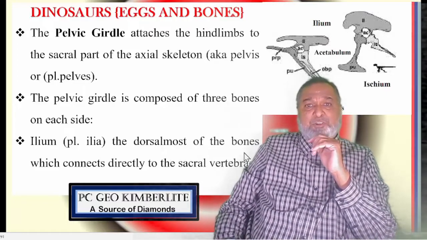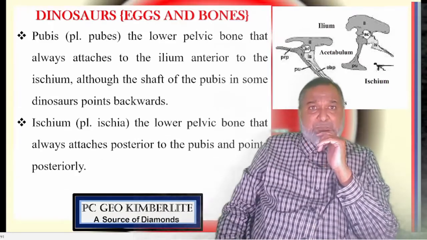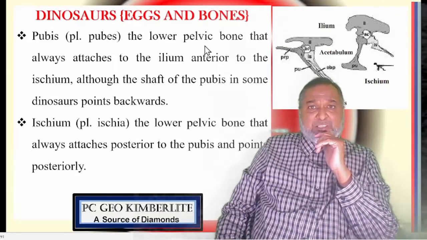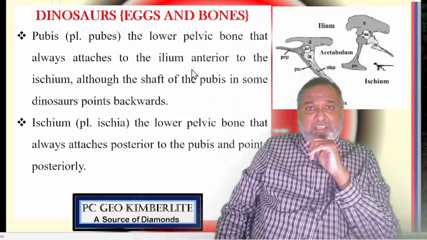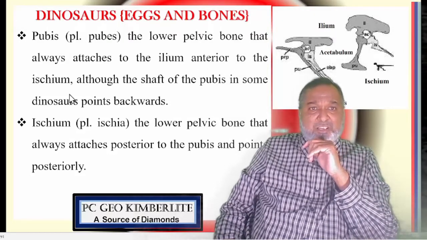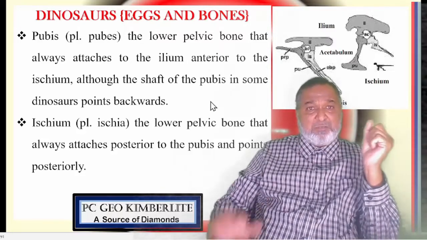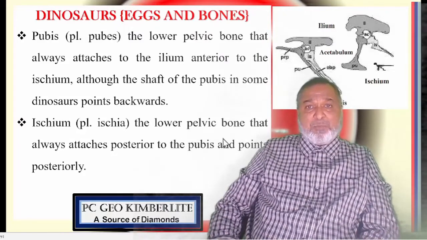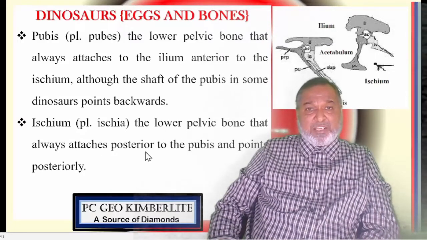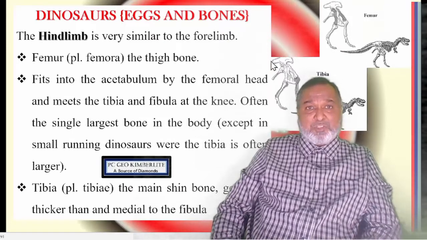The ilium is the dorsalmost of the bones, which connects directly to the sacral part. Pubis is the lower pelvic bone that always attaches to the ilium anterior to the ischium, although the shaft of the pubis in some dinosaurs points backward. Ischium, the lower pelvic bone that is always attached posterior to the pubis and points posteriorly. So these are the 3 bones which have been given, and how their positions are.